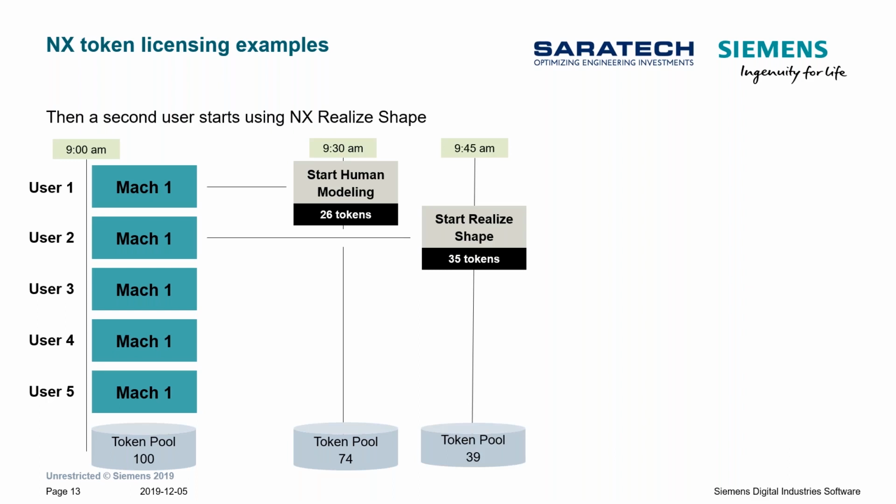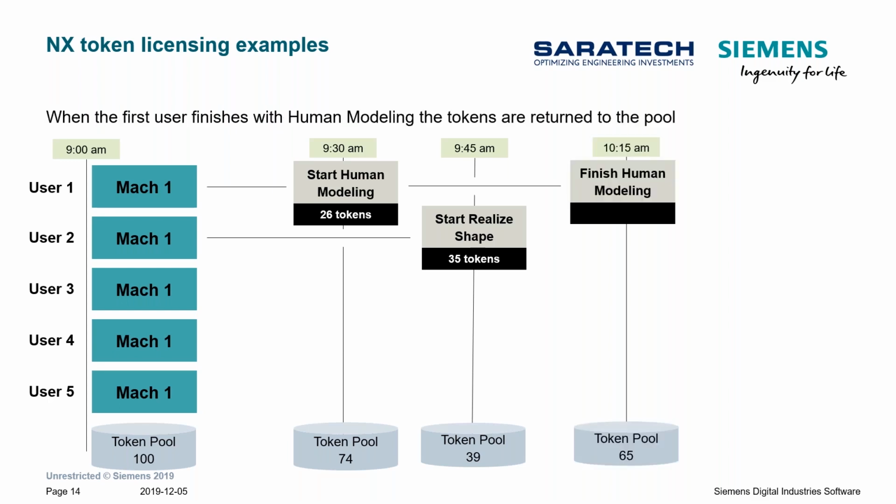Now, another one of your users is starting to do some complex design. He wants to do some complex shaping, some industrial design type work, so he's fired up Realize Shape. Realize Shape takes 35 tokens. So now your token pool is 39. You've got 39 tokens left in the pool, so any application that is 39 tokens or less could be run.